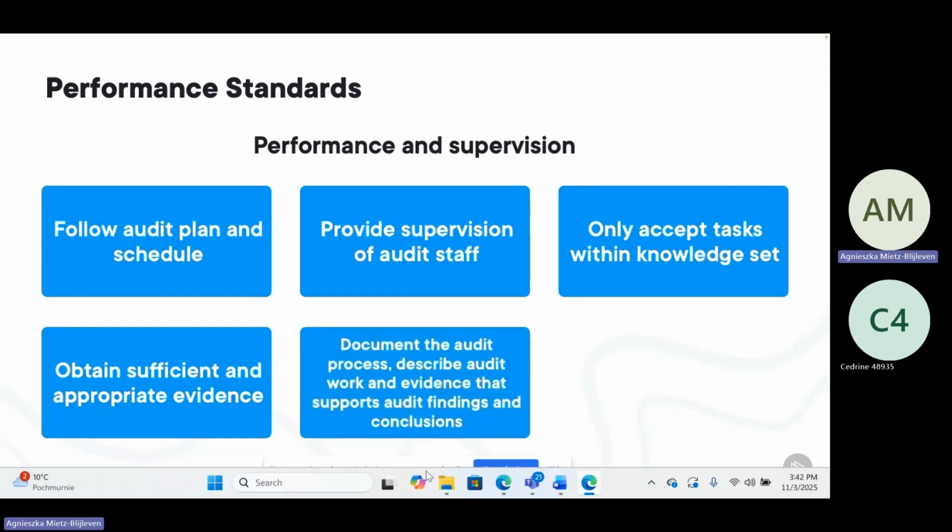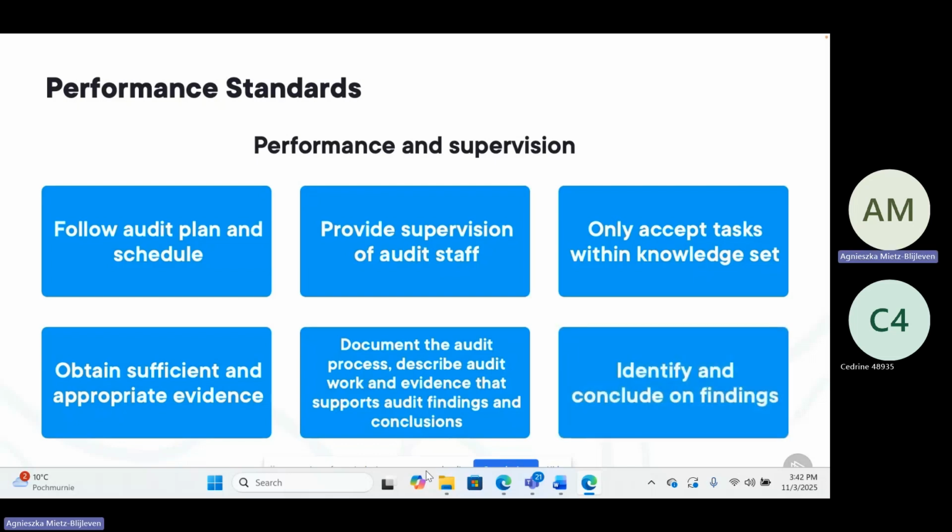We should document the audit process. How are we going to do this audit? Describe the audit work and evidence so that we are able to support our audit findings and conclusions. And we should identify and conclude on the various findings from the audit. So in all of this, when we do an audit, it's done in a way that seeks for quality of the audit through proper supervision, proper skills, gathering enough information to be able to make some audit assertions, and then, of course, document everything I did in a way that is backed up by that evidence I collected.